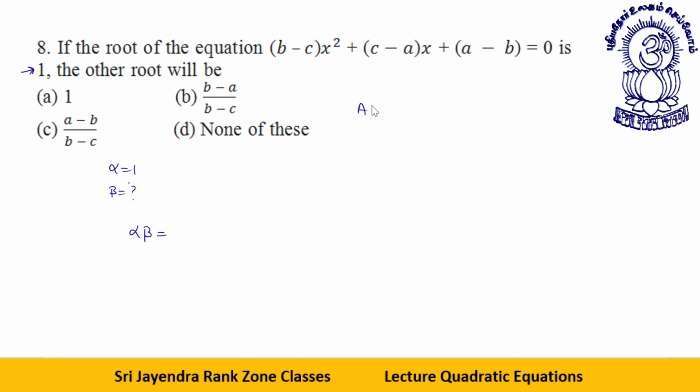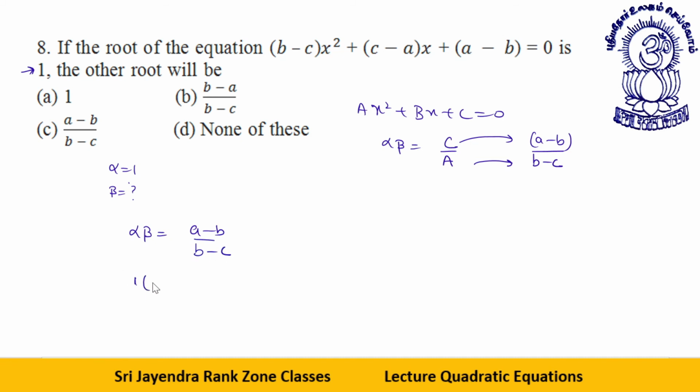Let's say the equation is ax square plus bx plus c is equal to 0. What will alpha beta be? It will be c by a. What is c here? C is a minus b. What is a here? A is b minus c. So alpha beta is equal to a minus b by b minus c. Alpha is already 1, so this is done. Beta is a minus b by b minus c.